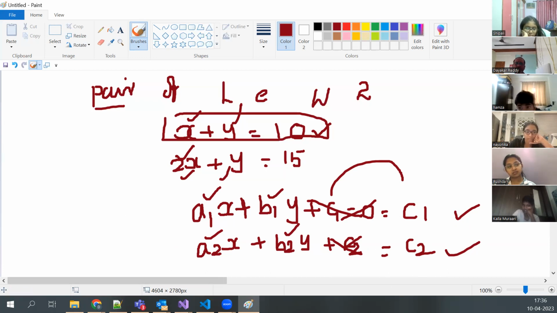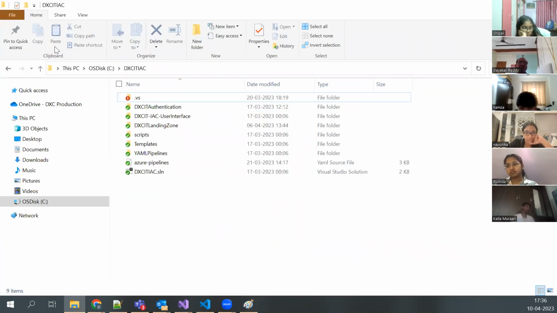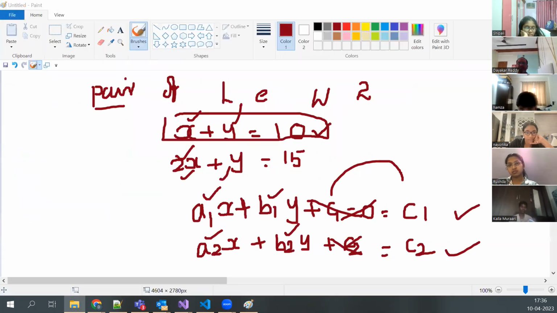Any doubts till now? Shall we take notes? Yes, sir. Please put the side heading, main heading: Pair of linear equations with two variables.